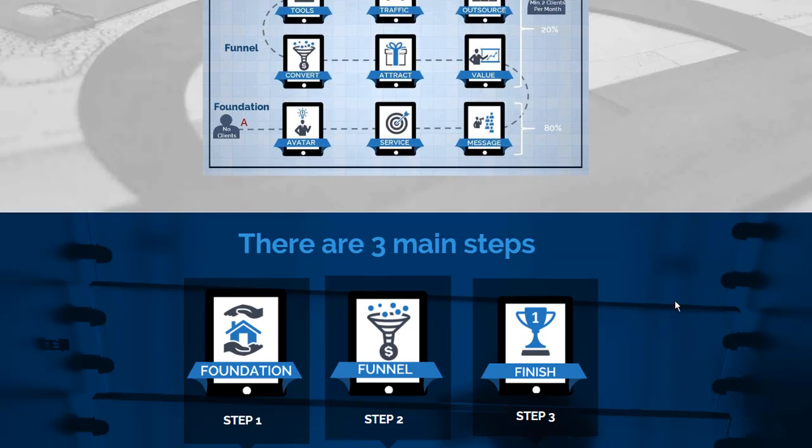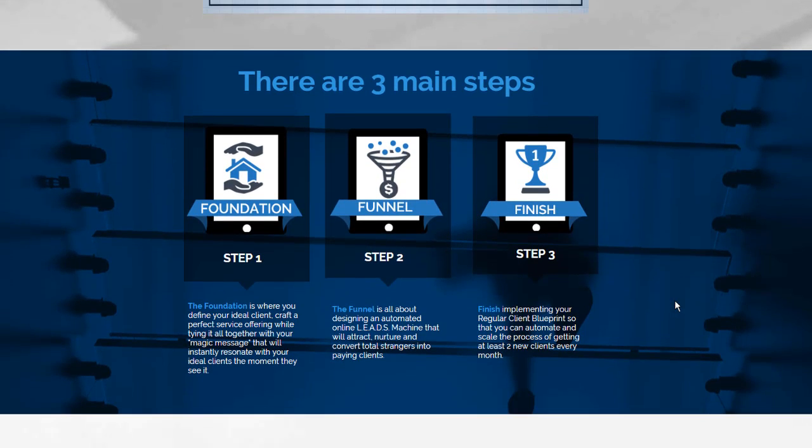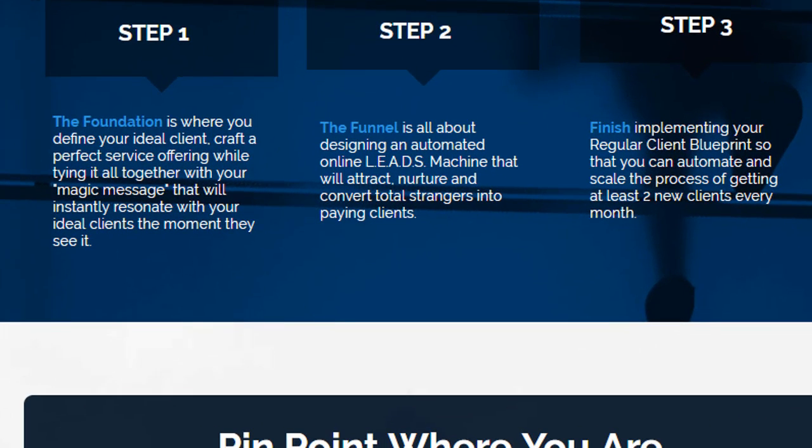So what I now do is break it down a little bit further. I'm just trying to give them a little bit more detail. So I say, look, there's 3 main steps. You can see step 1 there is the foundation. Step 2 is the funnel, and step 3 is the finish. And then I give a very, very brief 50,000 foot overview of what everything is. The foundation is where you define your ideal client, craft a perfect service offering, while tying it all together with your magic message that will instantly resonate with your ideal clients the moment they see it.